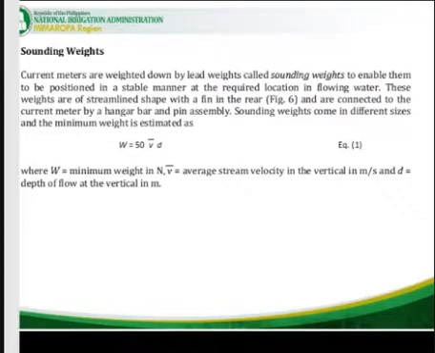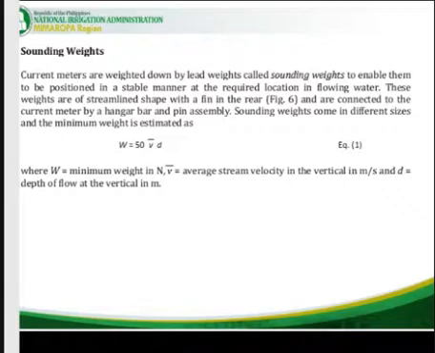Sounding weights. Current meters are weighted down by lead weights called sounding weights to enable them to be positioned in a stable manner at the required location in flowing water. These weights are of streamlined shape with a fin in the rear and are connected to the current meter by a hanger bar and pin assemblies.